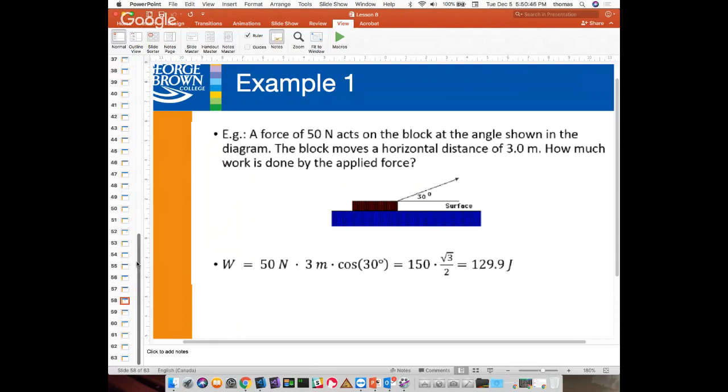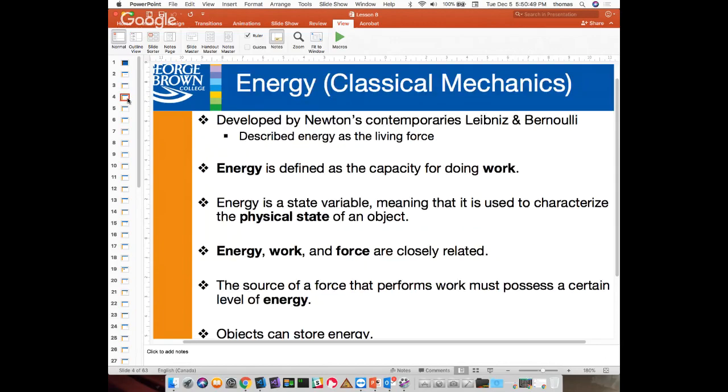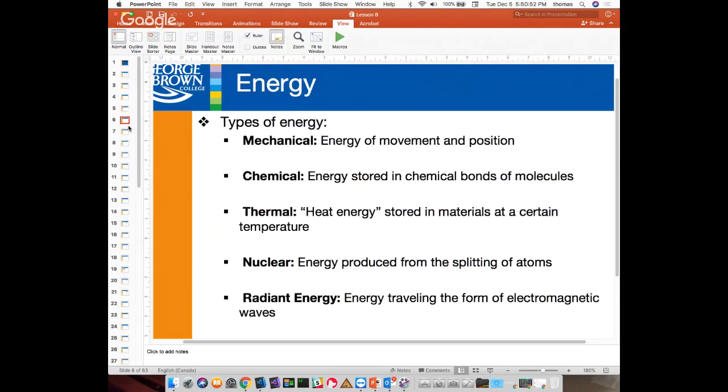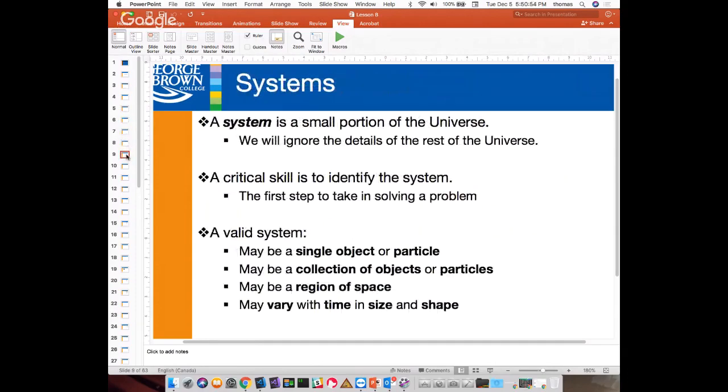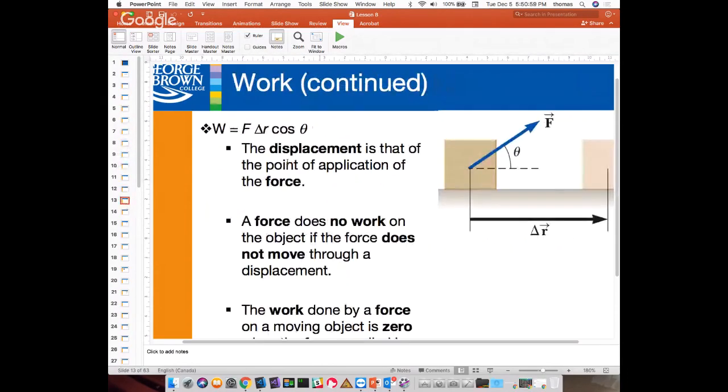And again, if you forgot where the formula is, look up at the top of our notes where we talked about work, which is in joules. I'll put this over here. So work is force times the displacement times cos theta.